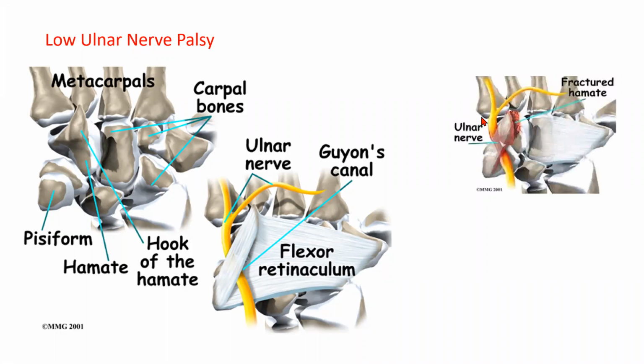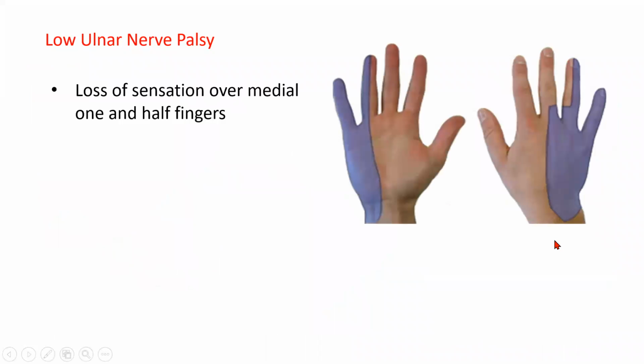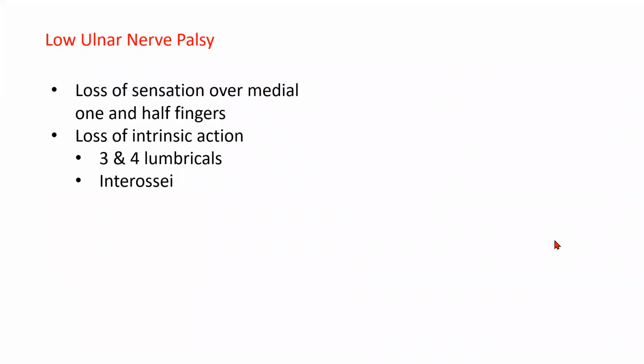Now, any pathology like fracture of the hamate bone or fracture of the pisiform bone can cause problems here. And in chronic or long duration cycle riders, this is the position where they usually keep the wrist. The pressure on the nerve on this aspect can cause low ulnar nerve palsy. So what are the problems here? The loss of sensation over the medial 1.5 fingers, loss of action of the intrinsics.